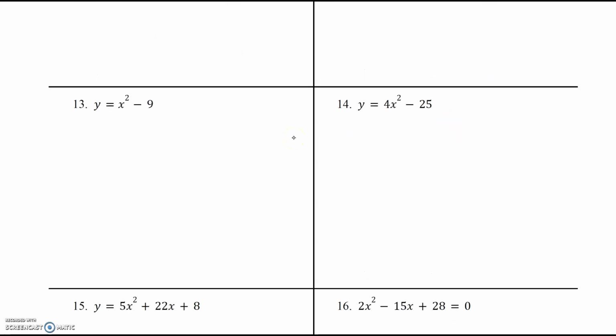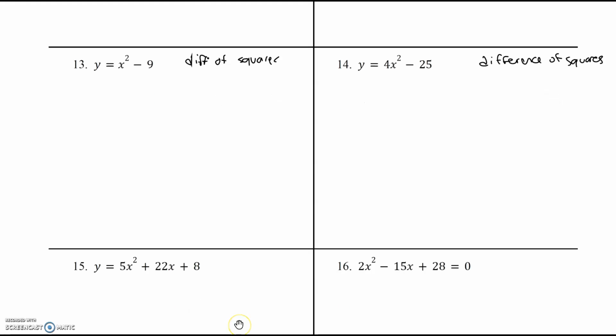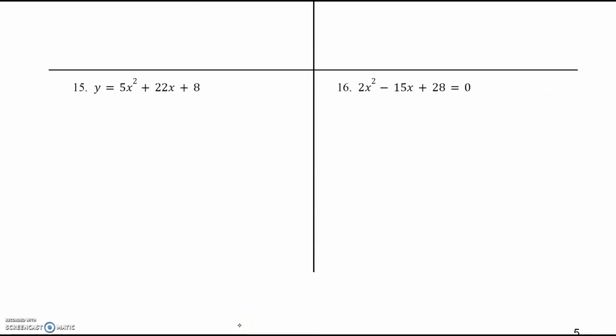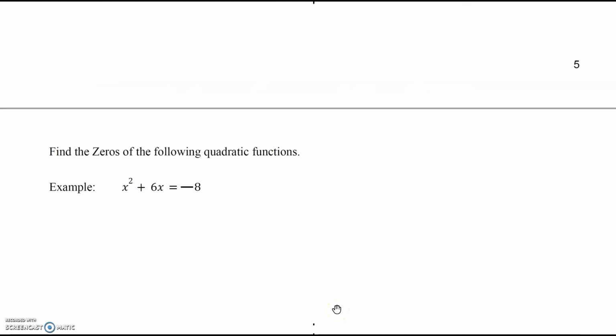For number 13, it's a difference of squares. Number 14 is also a difference of squares. Number 15 is similar to 11, excuse me. This is just factoring with a is greater than 1. And similarly for 16. So number 11, 15, and 16 are similar to each other. 13 and 14 are both difference of squares, and number 12 is a GCF factoring. So try to solve those.